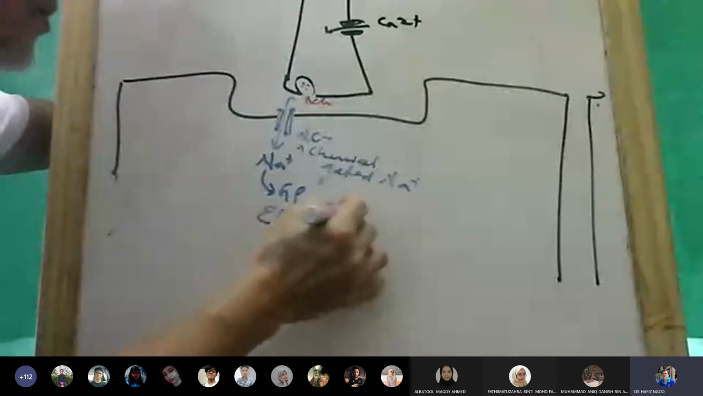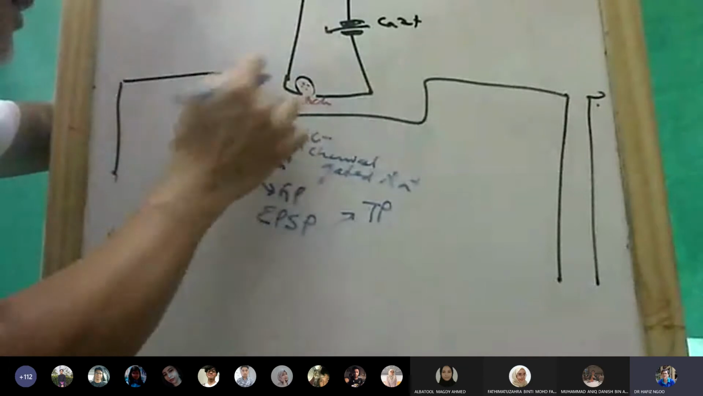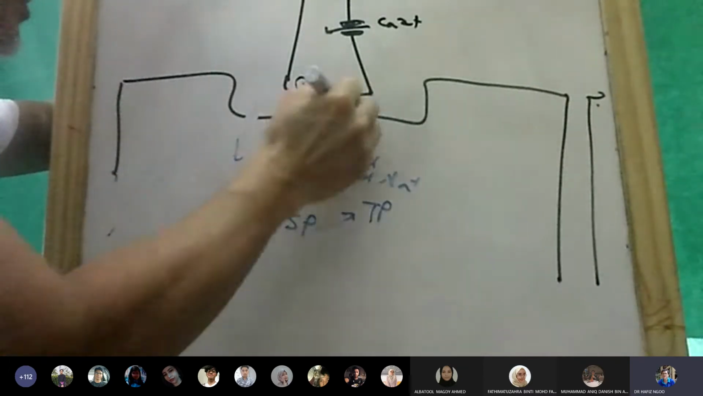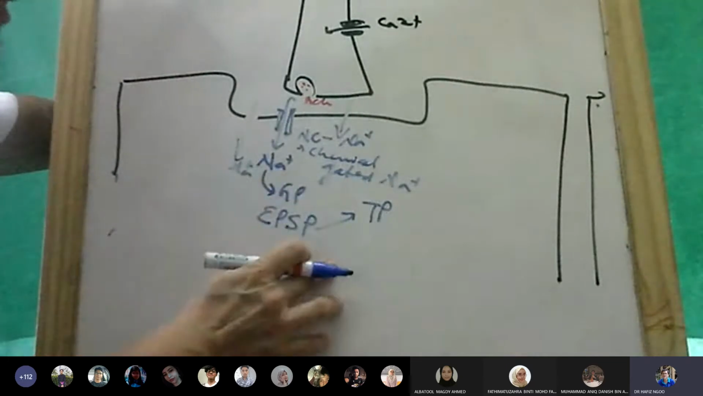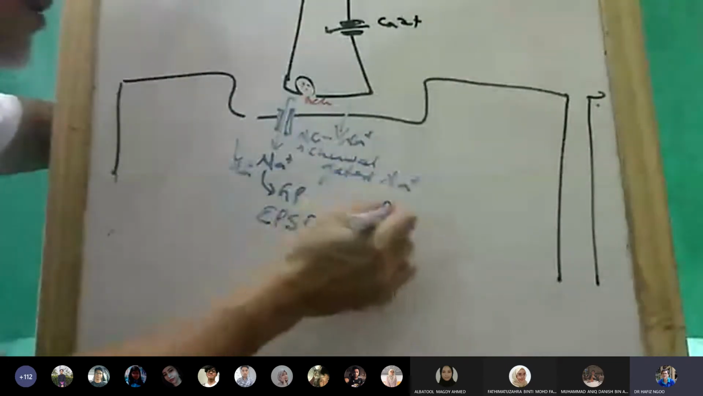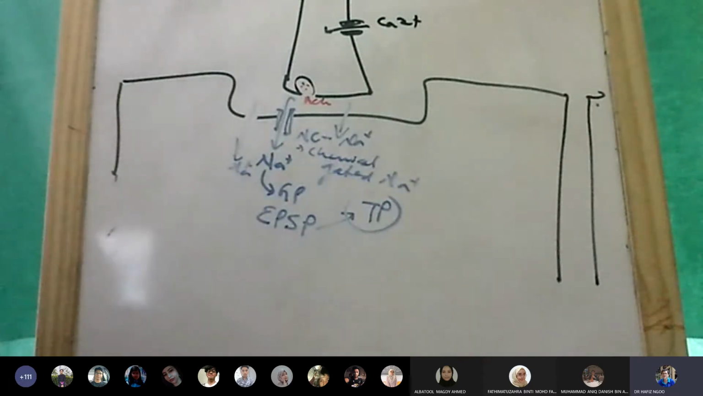Right, so it's going to go towards threshold potential. More sodium is coming in, so now the membrane potential is going to increase, from a graded potential going up to threshold potential. Now, when you reach the threshold potential, basically there will be an action potential.